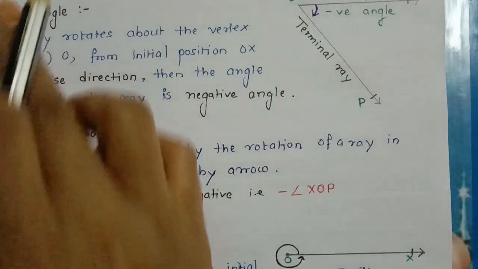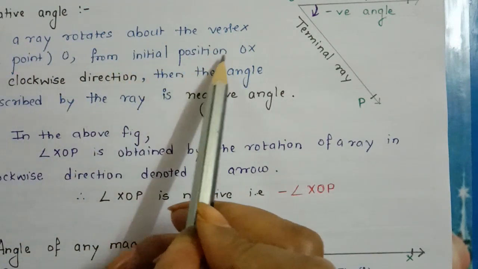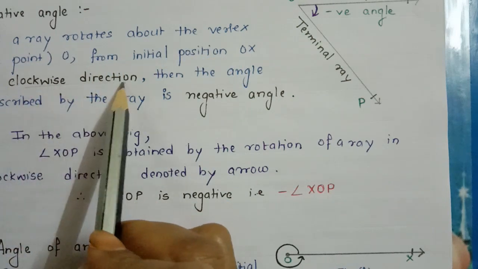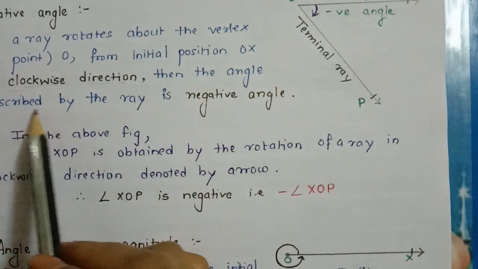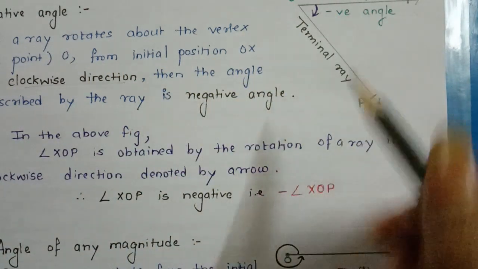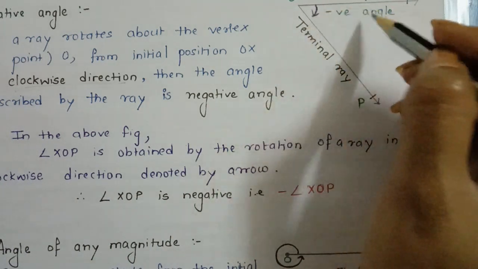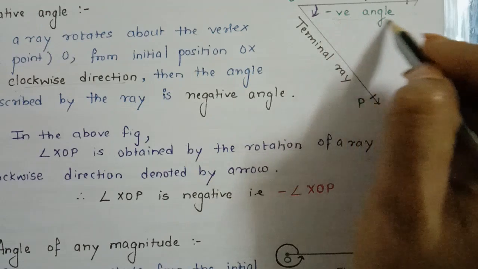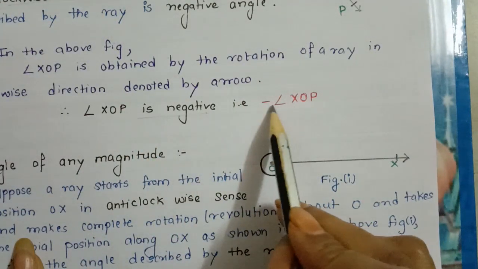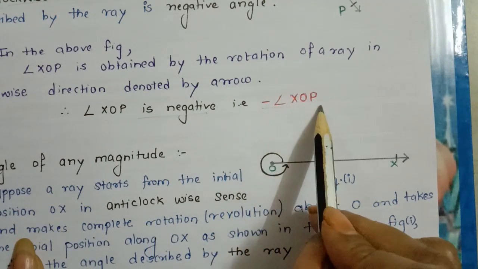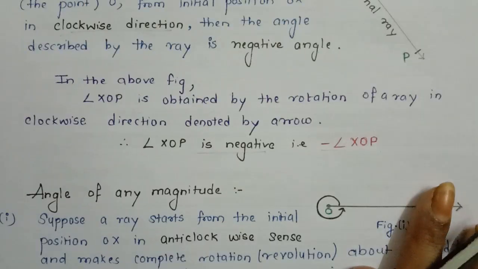Okay, now the negative angle. If a ray rotates about the vertex, a point O, from the initial position OX in a clockwise direction. See, the clockwise direction is nothing but in downward direction. Then the angle described by the ray is a negative angle. Whenever the angle is moving in a clockwise direction, that is in the downward direction, that angle is nothing but the negative angle. Okay, so here we can see that angle XOP is the negative one, so we can denote in this way also, minus angle XOP. Okay, so we are done with the positive angle and negative angle.